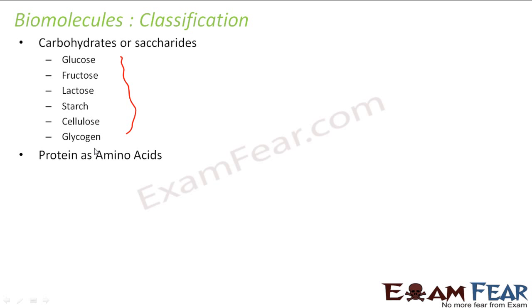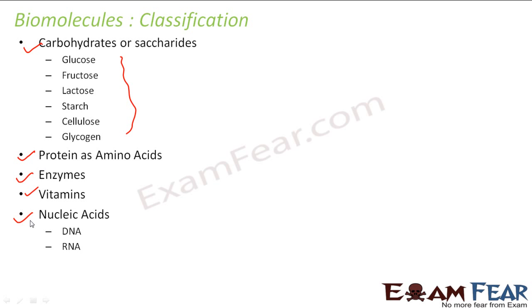We'll talk about proteins. Proteins are nothing but a lot of amino acids combined. We will talk about that also. We'll talk about proteins, enzymes, vitamins. We'll also talk about nucleic acids. In nucleic acids, we'll talk about DNA and RNA. So in the whole biomolecule chapter, we'll talk about these things. We'll start with carbohydrates. Then we'll talk about proteins, then enzymes and vitamins, and then nucleic acids.